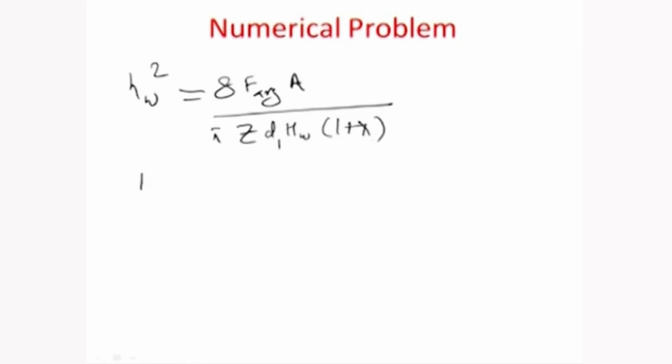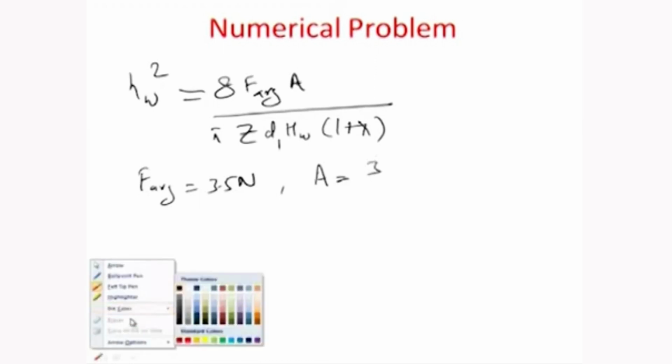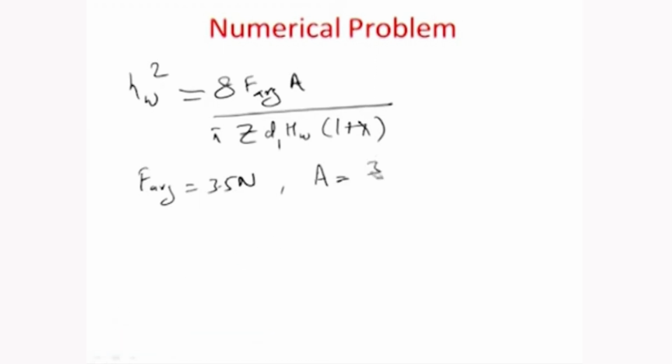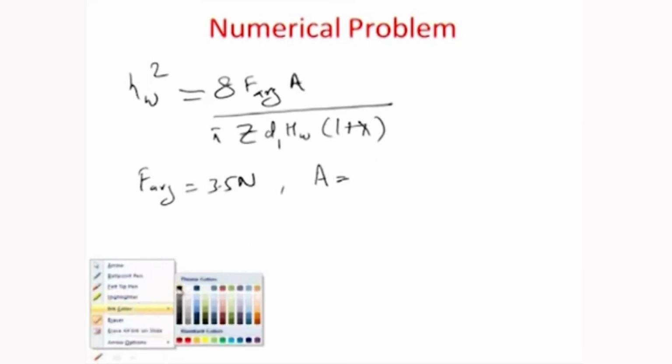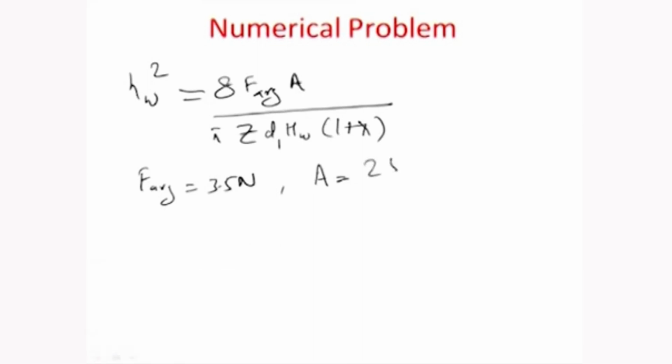And we already know that F average is actually equal to 3.5 newtons as illustrated in the numerical design problem. As such, the amplitude of motion A is given by 25 microns, so it's basically 25 times 10 to the power of minus 3 millimeters, and the frequency nu is given by 25 kilohertz. So 25 times 10 to the power of 3 hertz.